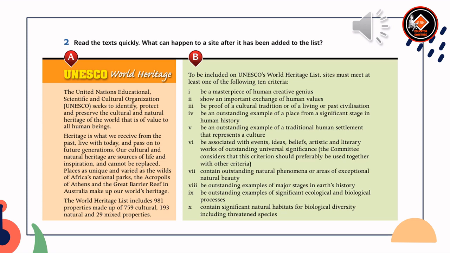6. Be associated with events, ideas, beliefs, artistic and literary works of outstanding universal significance. The committee considers that this criterion should preferably be used together with other criteria. 7. Contain outstanding natural phenomena or areas of exceptional natural beauty. 8. Be outstanding examples of major stages in Earth's history. 9. Be outstanding examples of significant ecological and biological processes. 10. Contain significant natural habitats for biological diversity, including threatened species.